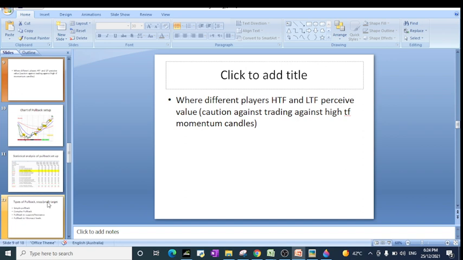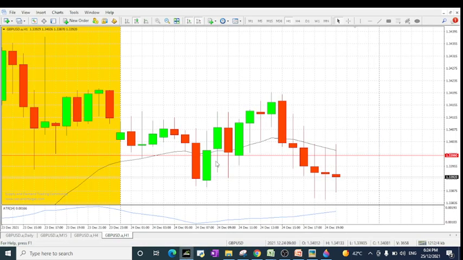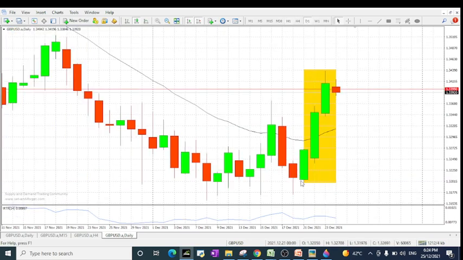So, where different players, high time frame and low time frame, perceive value. It comes down to what I was talking about before, about trading against a higher time frame momentum candle. So higher time frame guys find value if price goes up in a particular direction.